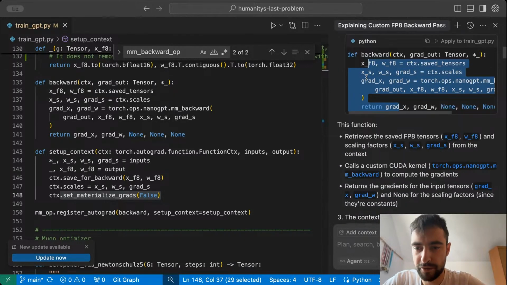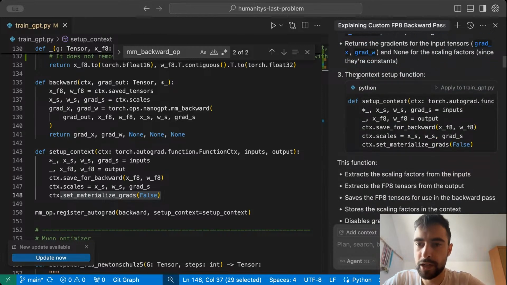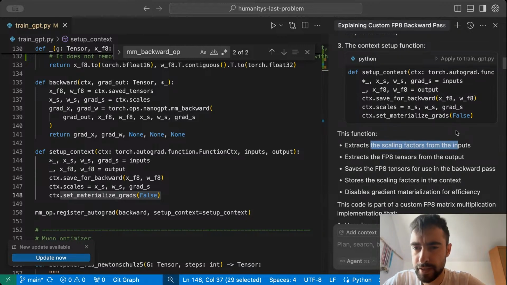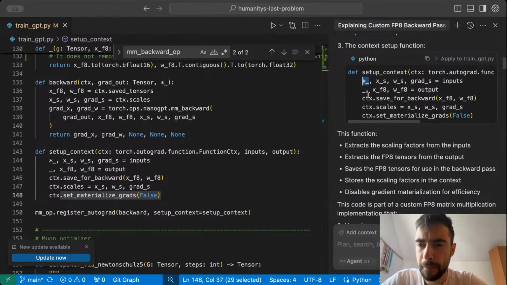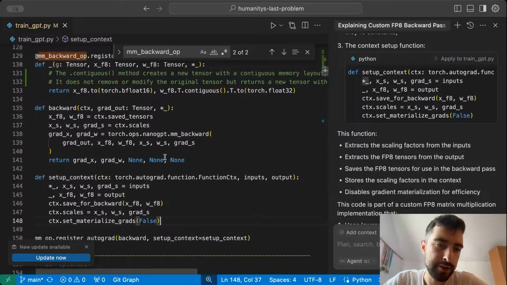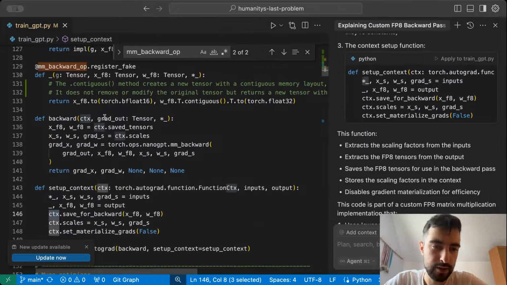We got this one covered. Yeah, we got that one. The context setup function extracts the scaling factors from the inputs. Okay, what is this? Save for backward pass. Yeah, that's okay. Into context, save scales. And okay, so are we extracting these things from context somewhere? Yeah, here.